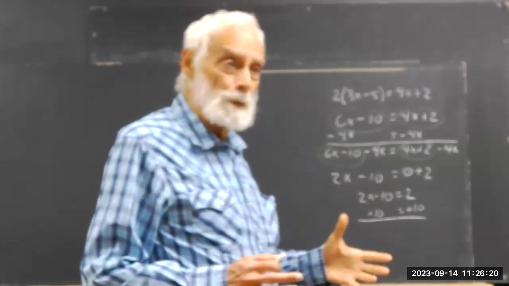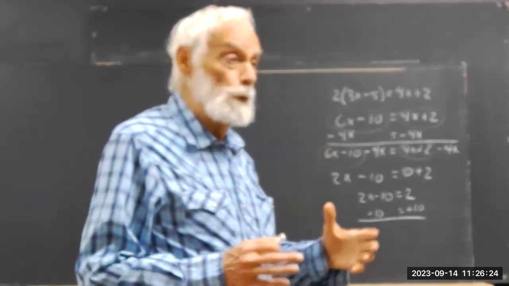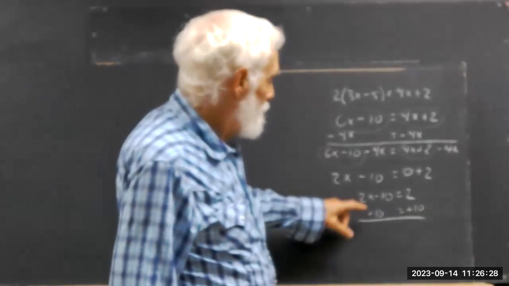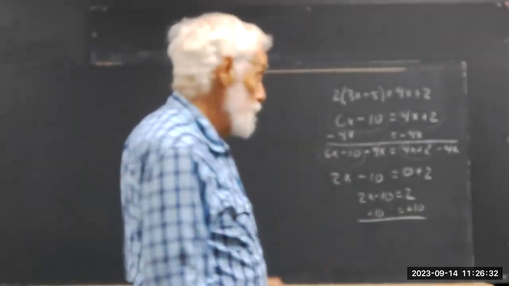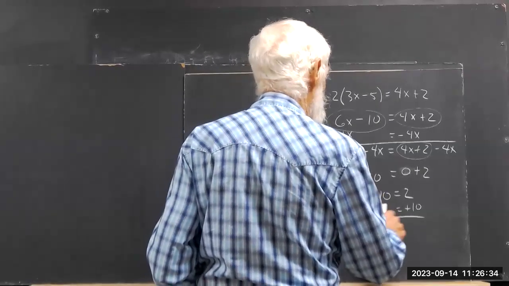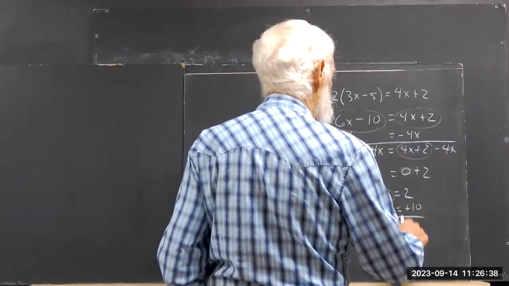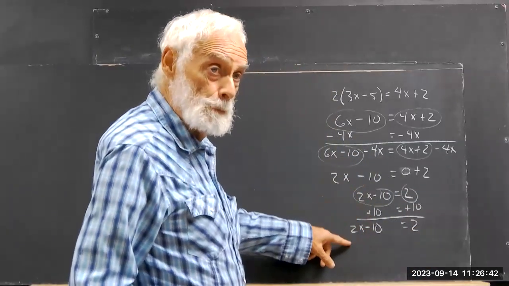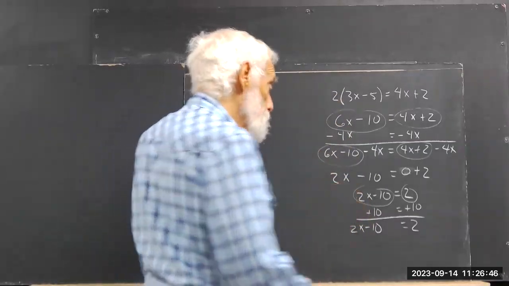This tells me that we need to be clear about what we're doing in each step. You're not going to do that if you do what I say. And what do I say? I say you take this and write it down. Here's your 2x minus 10. Take this and write it down. Here's your 2. This equation is still true, provided these steps were right. And then we put the plus 10 on it.